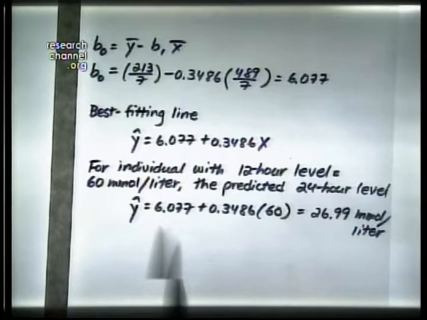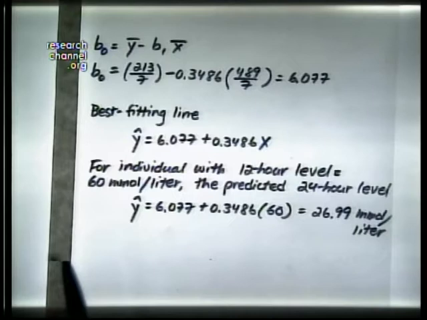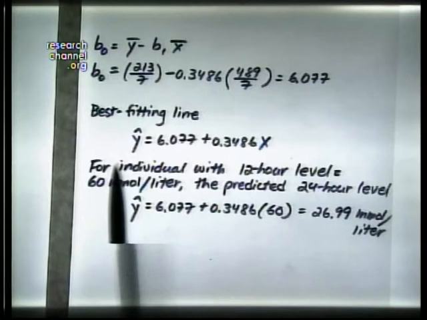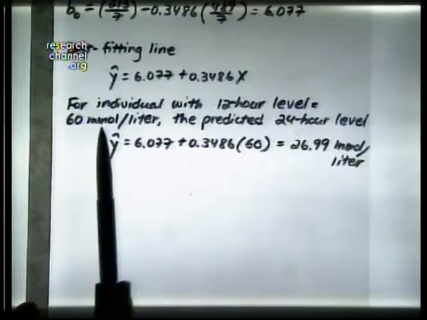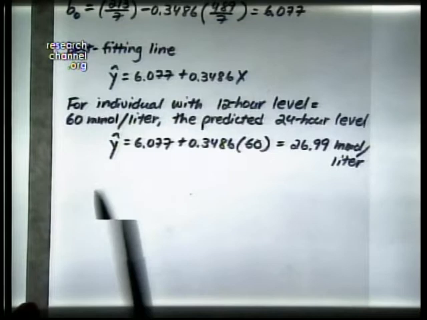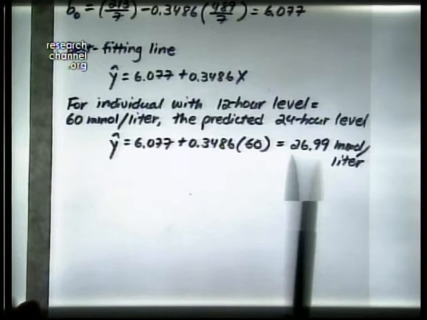So what we're really interested in is interpreting that slope, or the change in the 24-hour level relative to a 1 unit change in the 12-hour level. Here's the form of the best fitting line. The predicted line y hat equals the estimated intercept of 6.077 plus the slope of 0.3486 times x. And we could use this line for prediction. For an individual with a 12-hour level of 60 micromolars per liter, the predicted 24-hour level would be solved by plugging in 60 for x, and it's approximately 27 micromolars per liter.